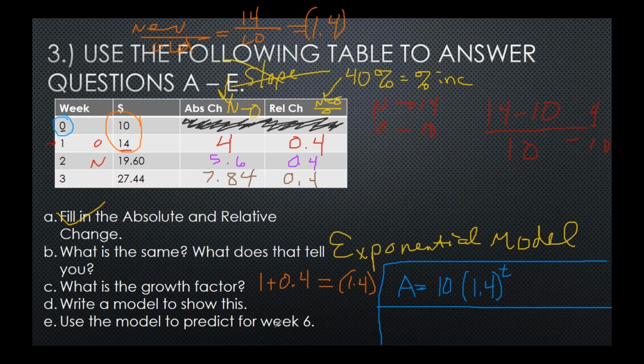Okay, and then it says use the model to predict for week 6. What am I going to do with that 6? We're going to plug it in for t. Very good. So a equals 10 times 1.4 raised to the 6th power. And what does that give me?